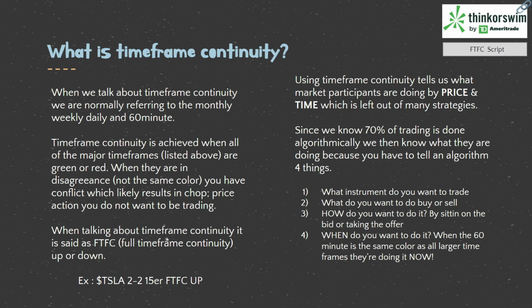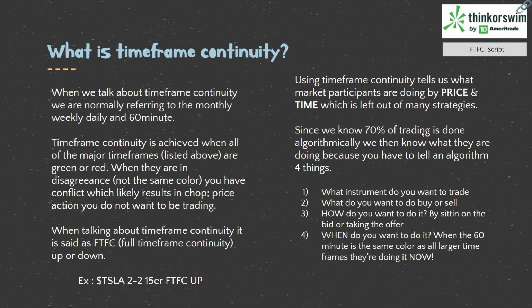When talking about time frame continuity, it's called FTFC, full time frame continuity, up or down. So Tesla 2-2 15er, FTFC up, which means we're looking for upside plays on the 15er. Using time frame continuity tells us what the market participants are doing by price and time, which is left out of many strategies. Because like we said previously, if you're looking at the daily chart and you see a head and shoulders and I go up to a monthly chart, I'm not going to see the head and shoulders. So you're not using all the time frames and you're leaving out a lot of information that is going to help you make higher probability trades.